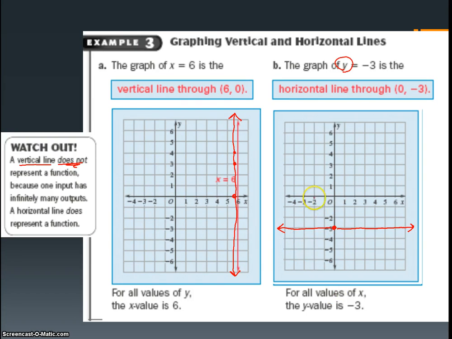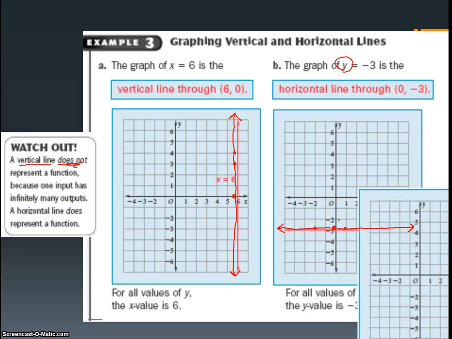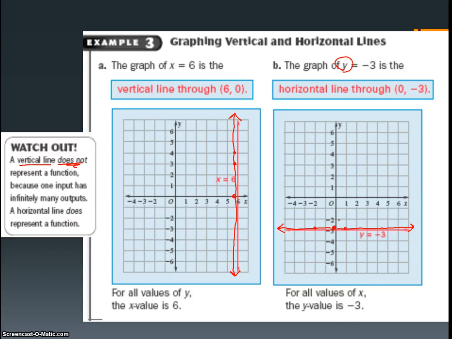X can be anything. X can be negative 2 down to negative 3, 1 down to negative 3, but y is always negative 3. So we have a horizontal line, and this is a function. The lesson is over.